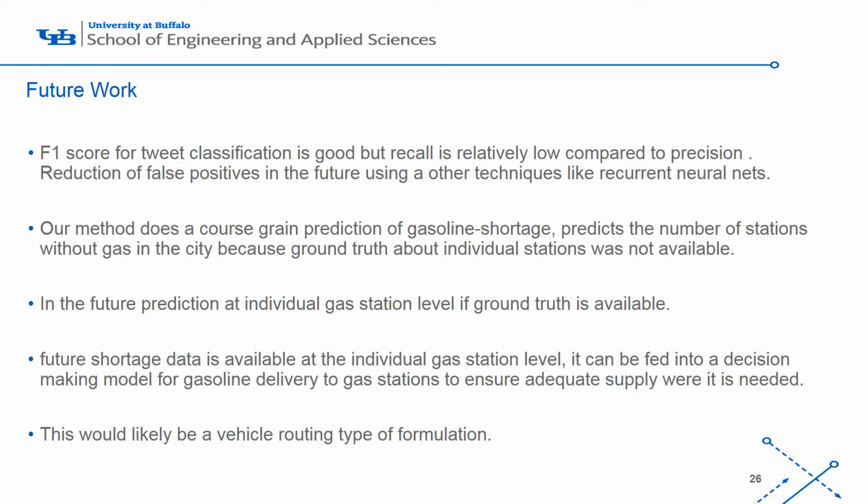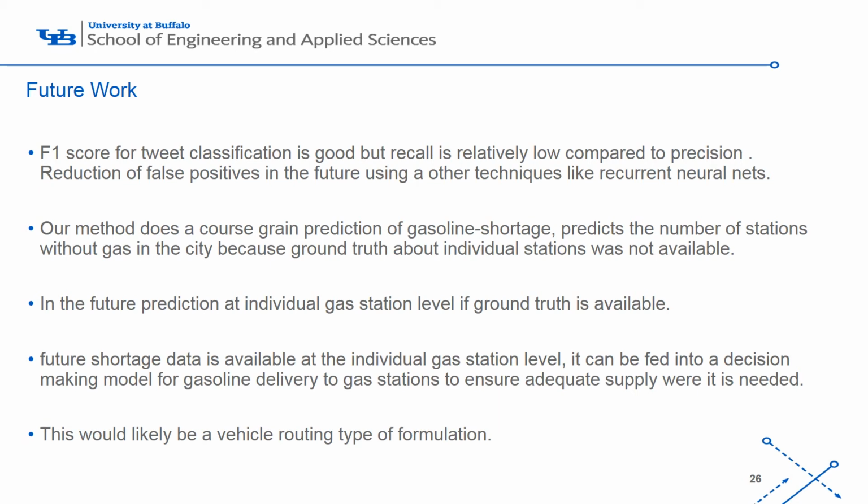For future work, the F1 score for tweet classification is good, but recall is relatively low compared to the precision, so that's not necessarily a good thing. To reduce false positives in the future, we suggest using other techniques like recurrent neural nets. Second future work is our method does a coarse grain prediction of gasoline shortage, predicting the number of stations without gas in a city, because we really didn't have ground truth about individual gas stations from GasBuddy. In the future, we would like prediction at the individual gas station level if the ground truth is available.